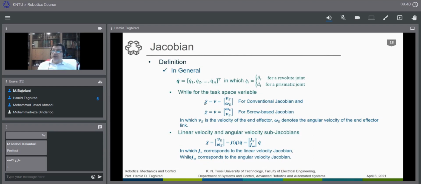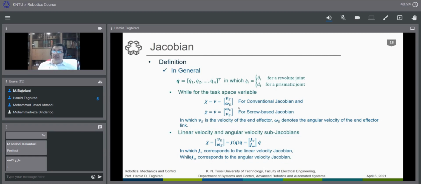Anyways, for any point, if we consider the velocity vector on top and the angular velocity of the end effector at the bottom, this is the usual or conventional way to find the Jacobian. But if we consider the screw axis definition, the screw coordinate definition that we discussed last session, we had the angular velocity on top and the linear velocity on the bottom. Just a change of concatenation of them.